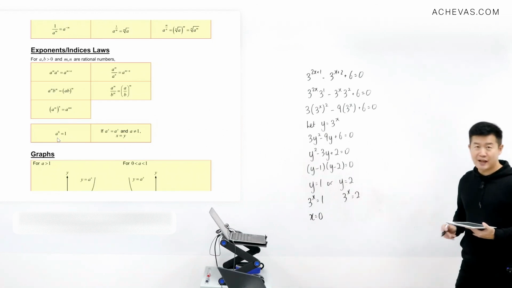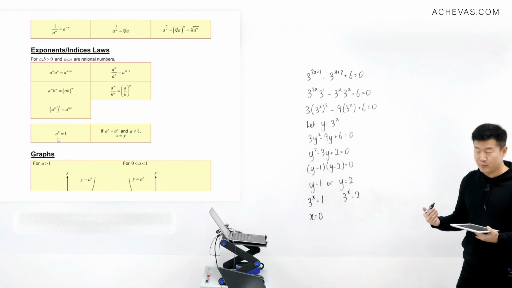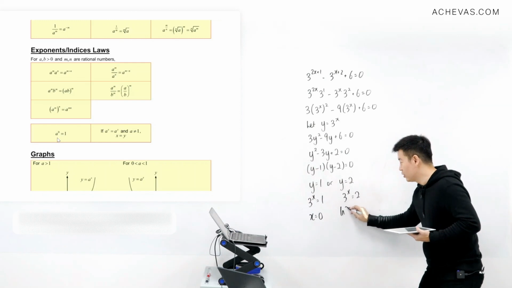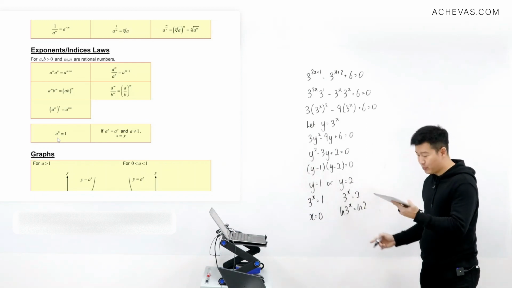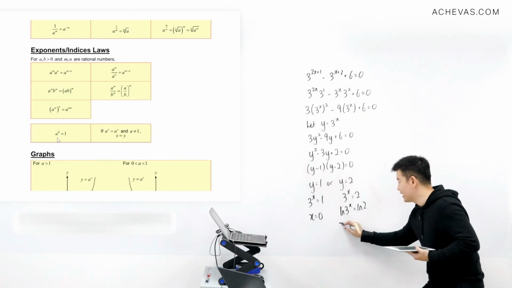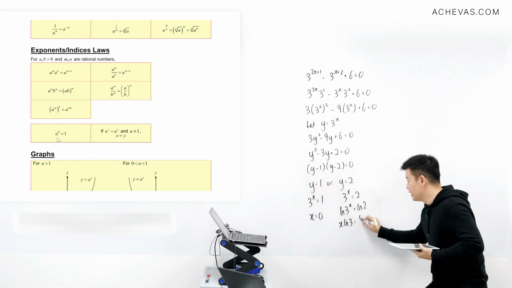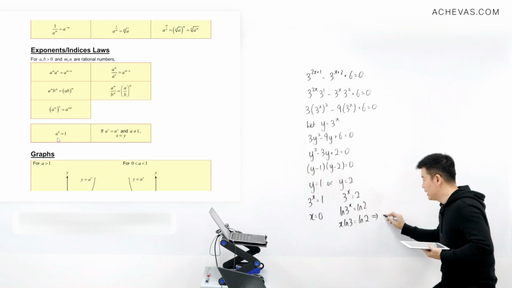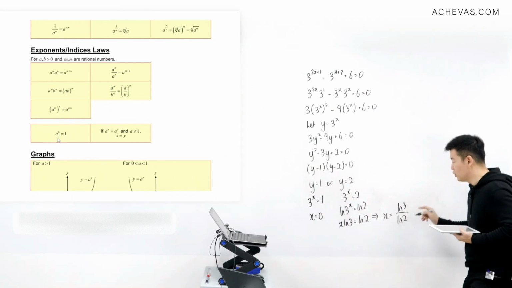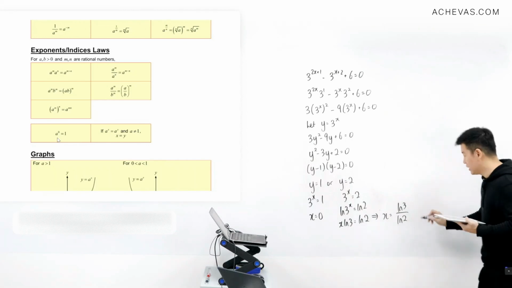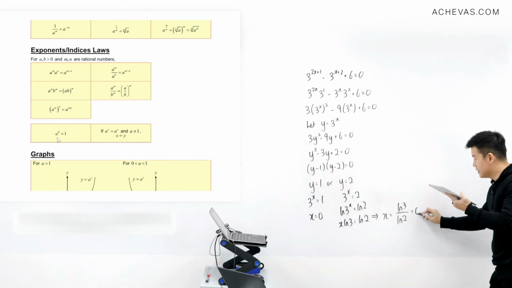And as for this, I'm going to take the natural log on both sides. So it will be ln 3 to the power of x is equal to ln 2. X I can bring forward, so we have here x ln 3. This is equal to ln 2. This tells me that x is simply ln 2 divided by ln 3, and we can press this into the calculator. With the help of our calculator, this is equal to 0.631.